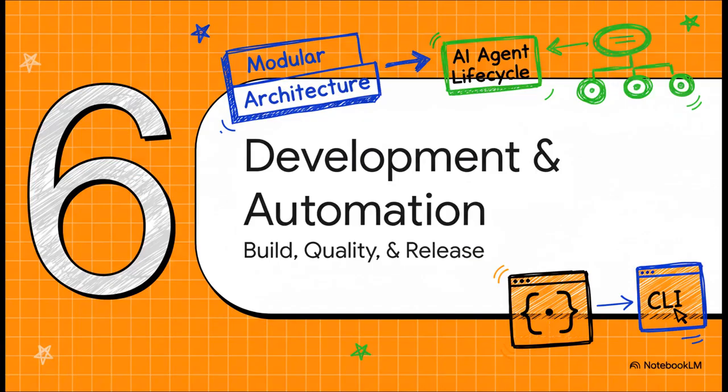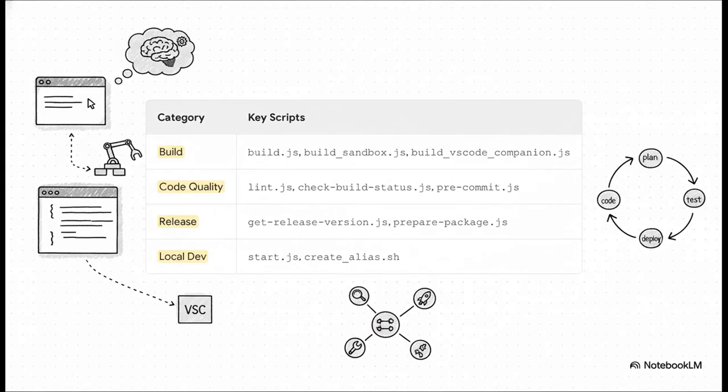In our final section, we'll cover the scripts and workflows that support the repository's development lifecycle. These are what ensure code quality and automate the release processes. The repository has a pretty comprehensive suite of automation scripts, all organized by function. You've got scripts for building the application and its sandbox environments, for enforcing code quality with linting and pre-commit hooks, for managing versioning and packaging for releases, and for making the local development experience much smoother.